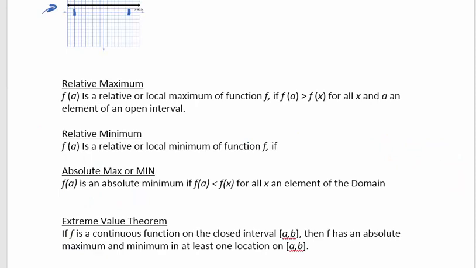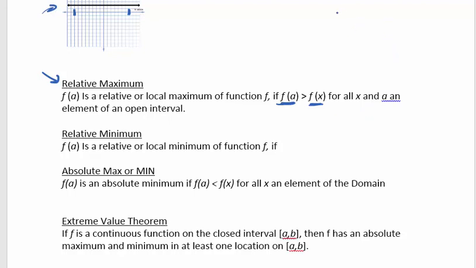All right, let's take a look at a couple other definitions. A relative maximum. We'll read through this and then talk through it to make sure you get it. So relative maximum. f of a is a relative or local maximum of a function f if f evaluated at this point a is larger than any of the other f of x values. And I know it's for any of the other because I'm saying afterwards, for all x in an open interval around a.